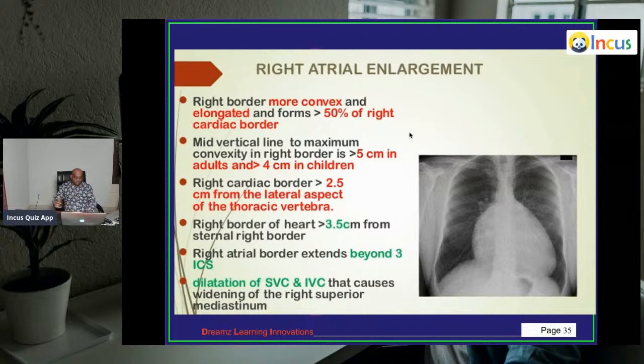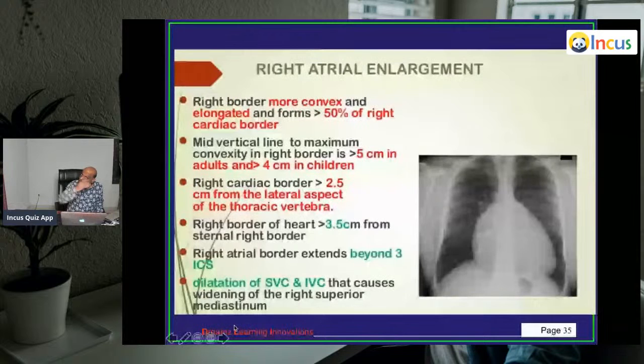Whatever it is, right atrial enlargement is identified. How do you identify it? The right border, the lower part of the right border, which is due to the right atrium, becomes more convex. Normally it is only convex, it becomes more convex and elongated.